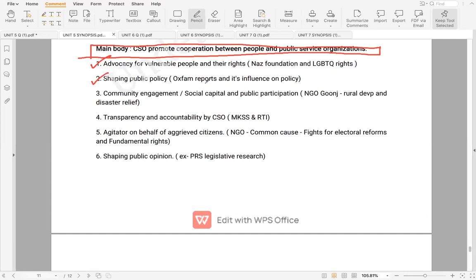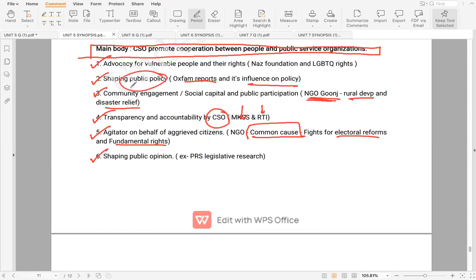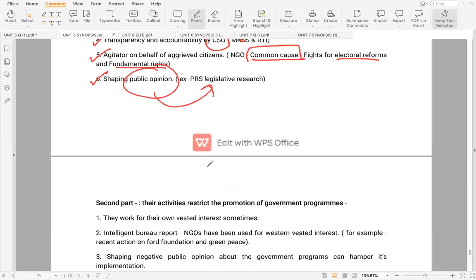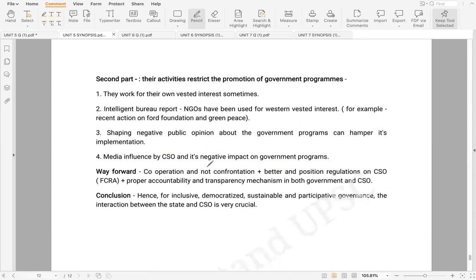Second, shaping public policy, for example, Oxfam reports and inputs into policy. Third, community engagement or social capital and public participation. For example, there's an NGO called Goonj, which works on rural development and disaster relief. Fourth, transparency and accountability as civil society, for example, MKSS and RTI. Fifth, agitator on behalf of aggrieved citizens, for example, Common Cause, an NGO that fought for electoral reforms and fundamental rights. Sixth, shaping public opinion. Again, for public policy we have given a separate example. For public opinion, we can give PRS Legislative Research, which is acting as a non-governmental organization, right?